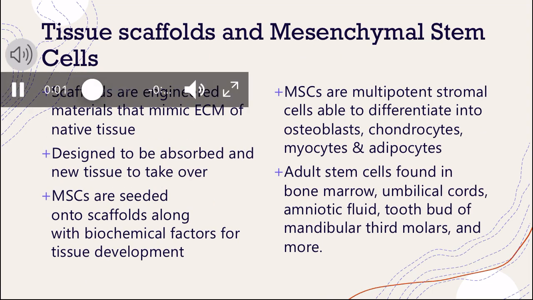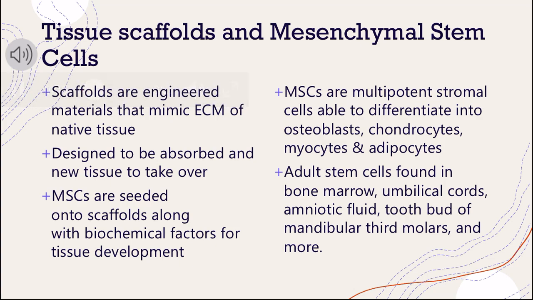So, tissue scaffolds and mesenchymal stem cells. Tissue scaffolds can be a variety of materials, but they're engineered materials that mimic the ECM of the native tissue. They are designed to be absorbed and new tissue to take over its place. MSCs, or mesenchymal stem cells, are seeded onto scaffolds along with their biochemical factors for tissue development.